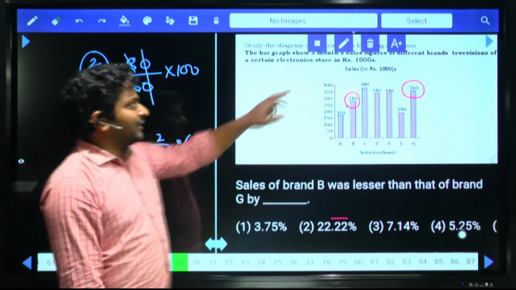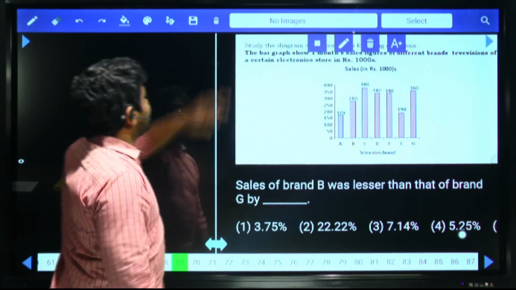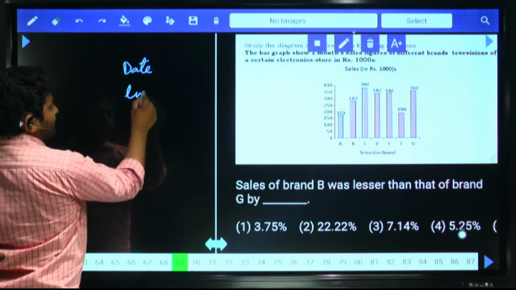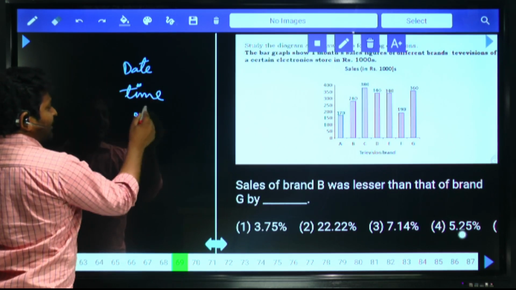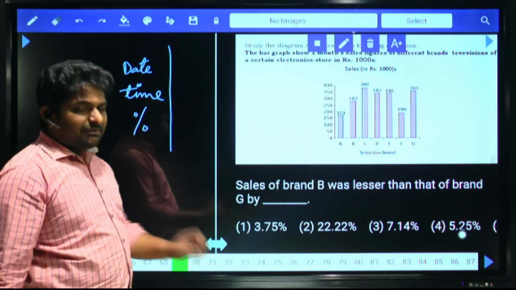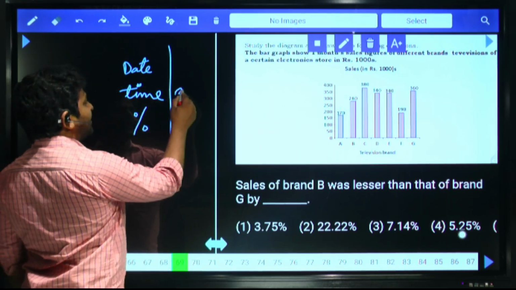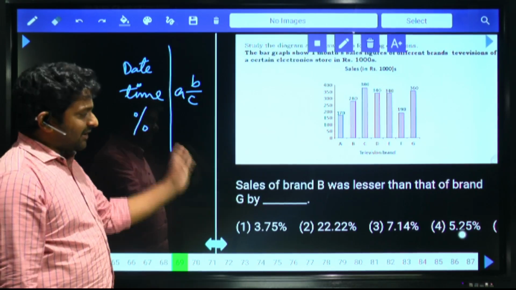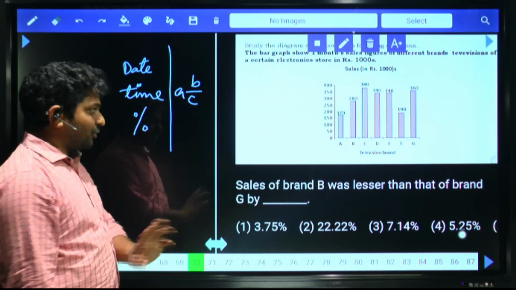So never try to represent date, time and percentage in decimal value. It should be written only in mixed fraction. The examiner gave it that way, so we are doing it. Otherwise you don't do it.